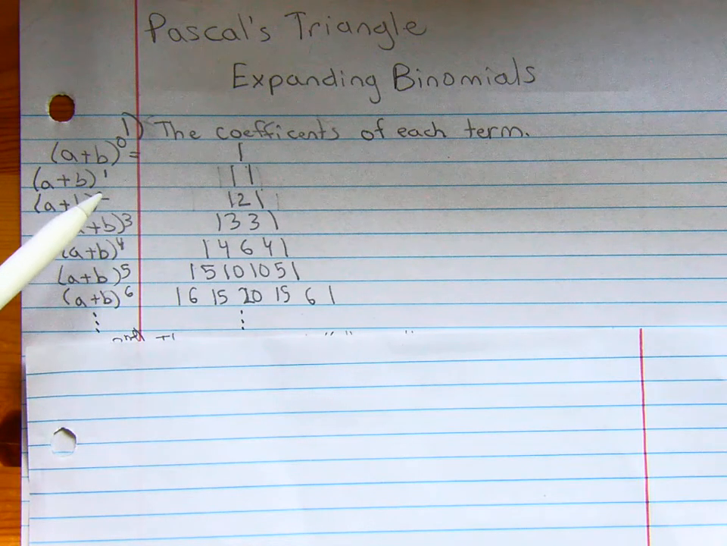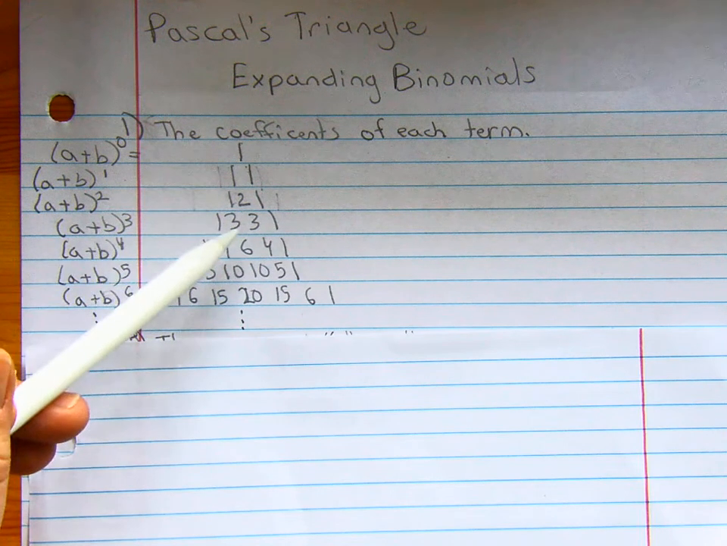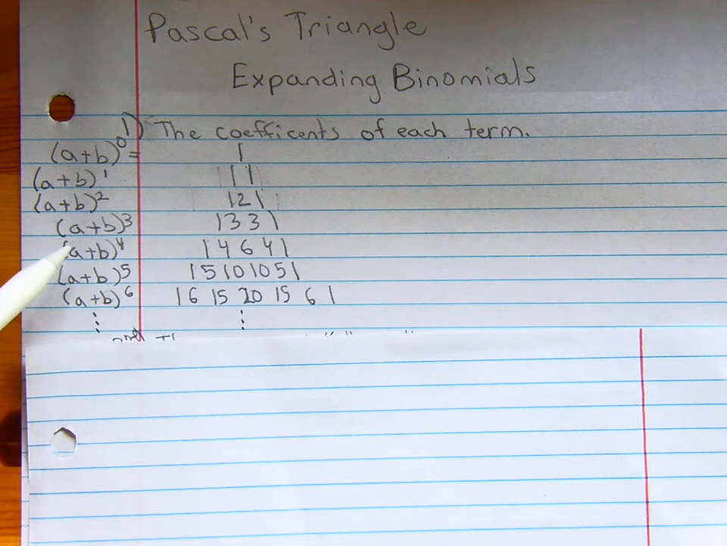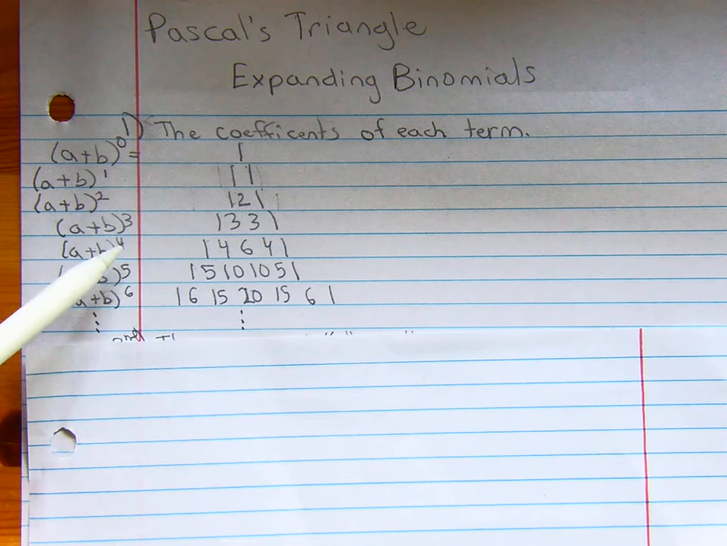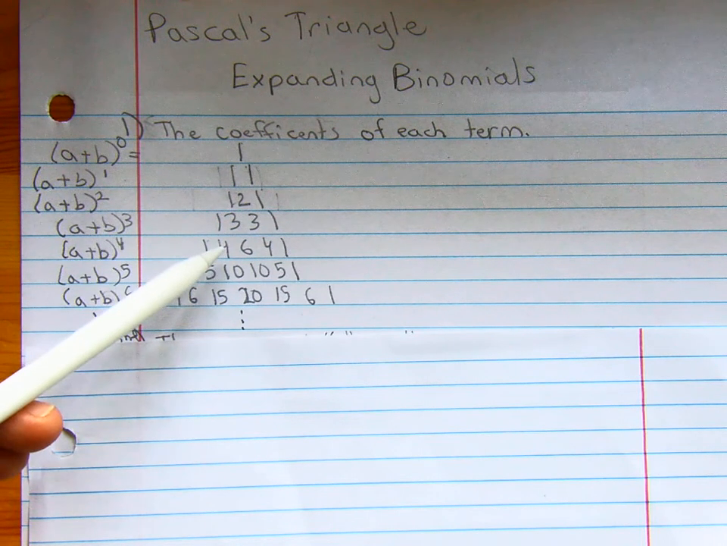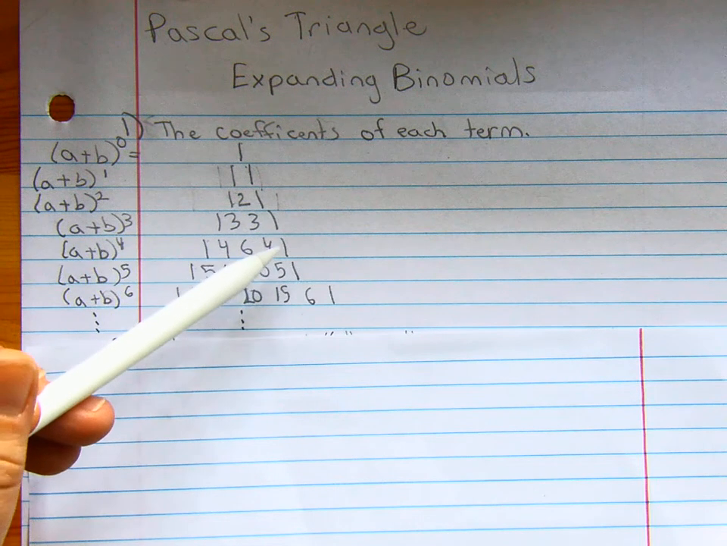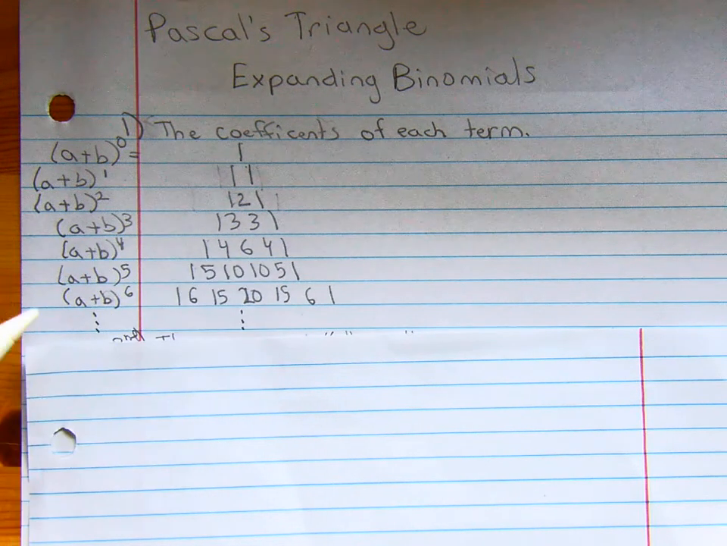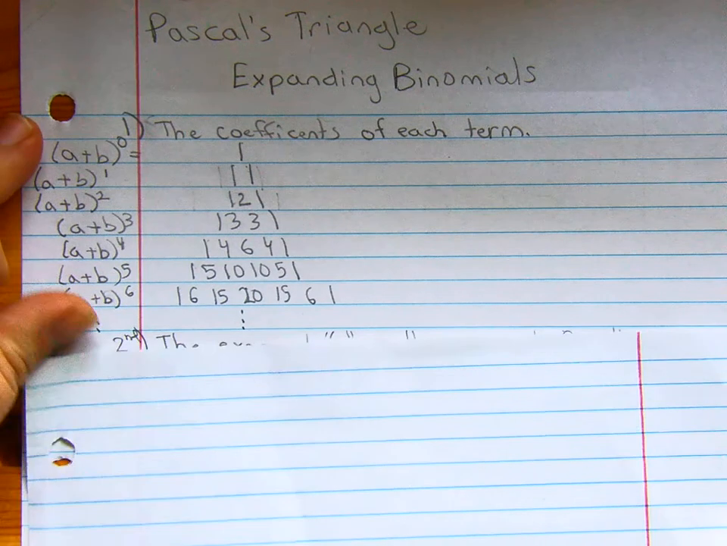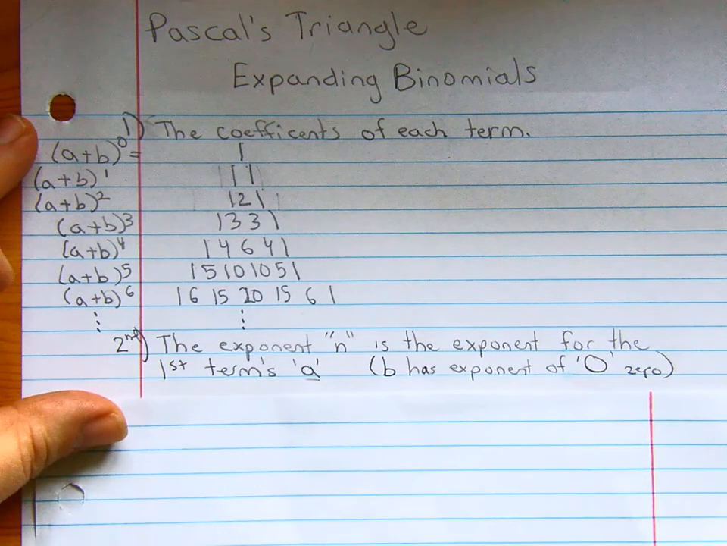And so each one of these pertains directly to the row across from it. So if you had a binomial that's raised to the 4th power, then this is the row that you're going to look at to be able to identify the coefficients, or number in front, of each one of your terms. So let's go ahead and look at the next component when it comes to expanding our binomials.